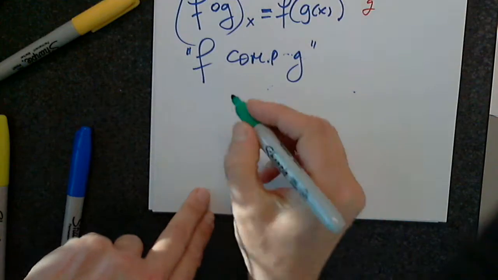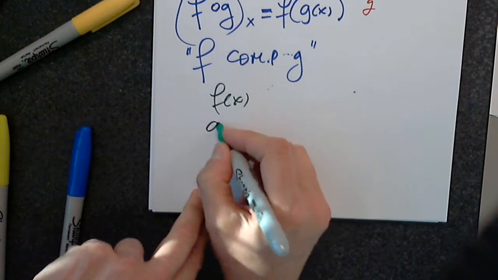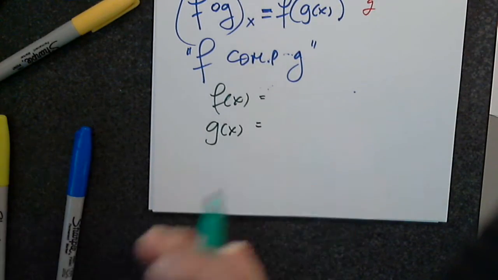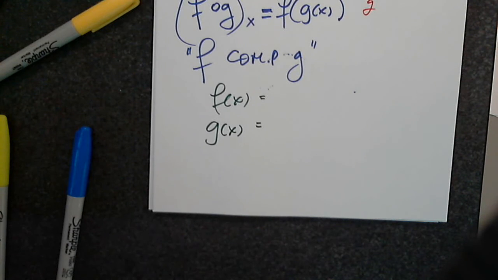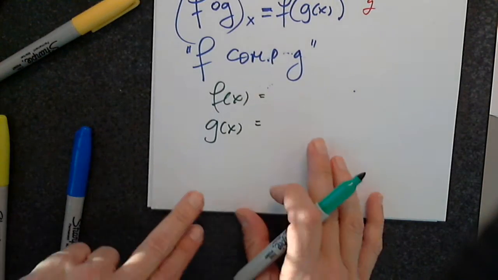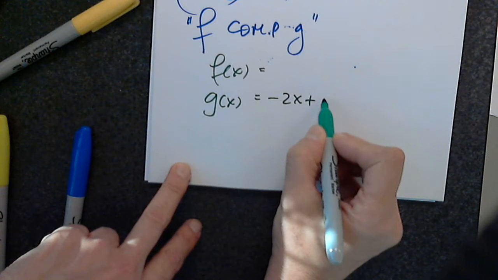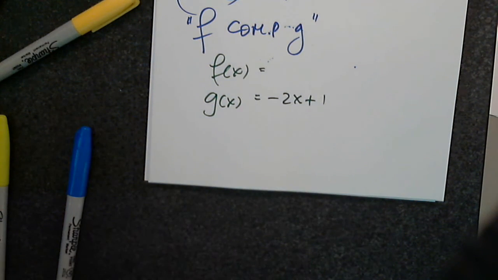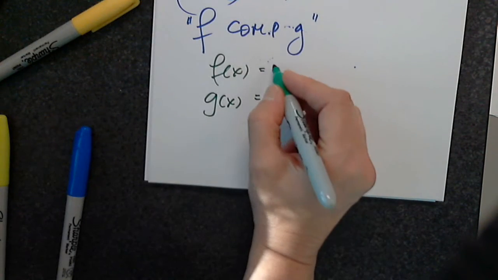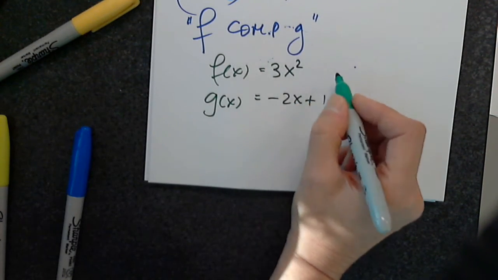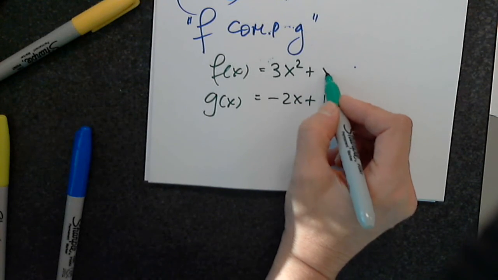Okay, so let's give a function f and a function g, so we can illustrate the function composition before we look at a problem from your book. Let's say g of x is negative 2x plus 1, and f is 3x squared plus x.